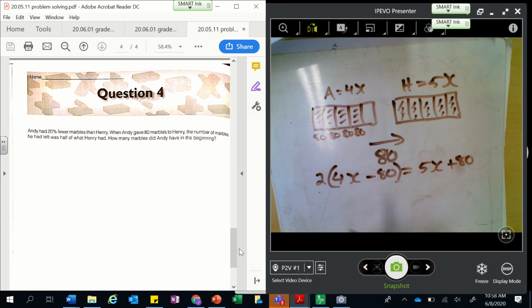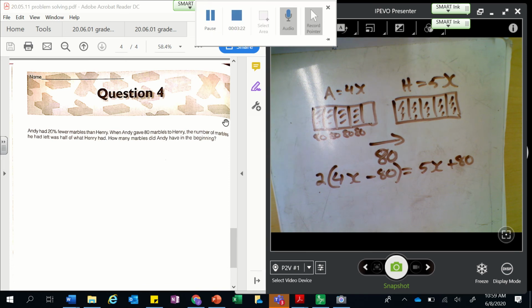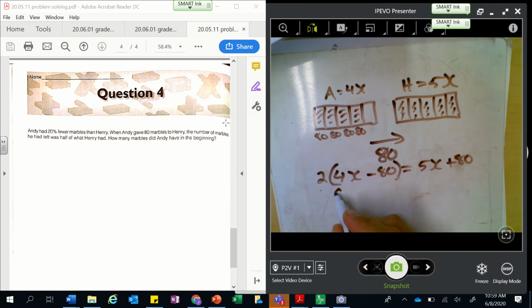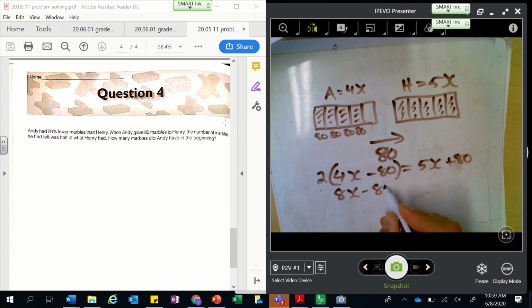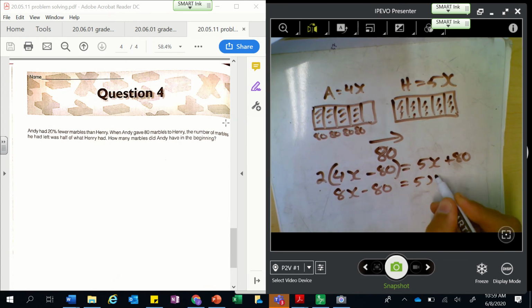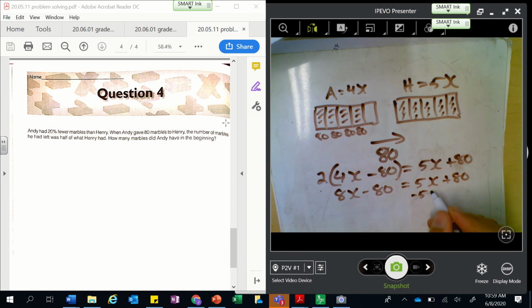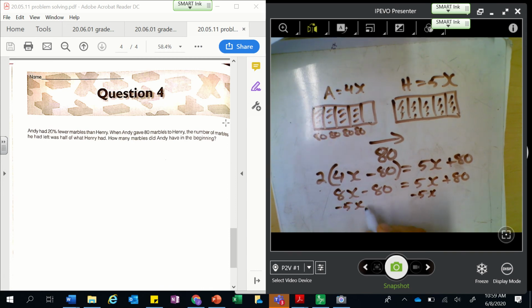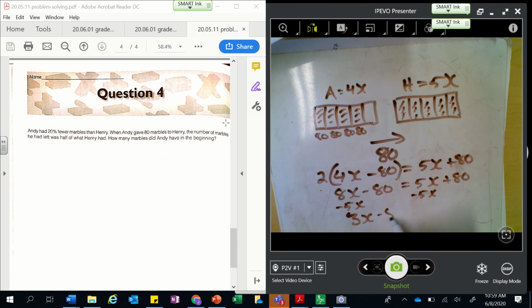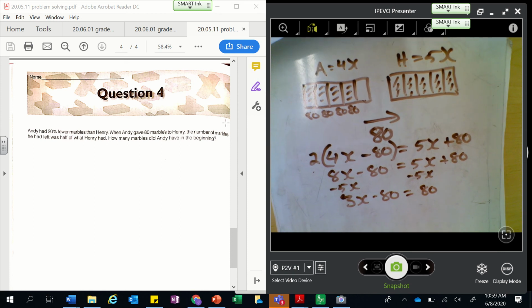You can already see this is more complicated than the block method, but for those of us who are symbolic learners, this is very helpful. So let's take a look. 2 times 4 is 8x minus 80. And then we still have the 5x plus 80. So let's get all these x's on one side first. We now have 3x minus 80 equals 80, like this. Well, let's get that on over here.